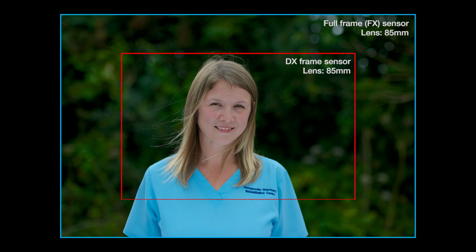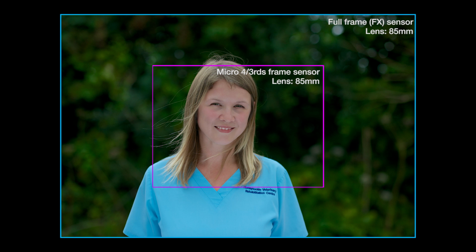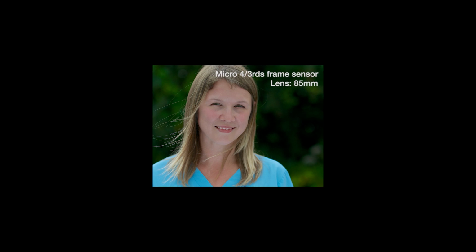Have a look at this image. It was taken with an 85mm lens and a full frame sensor. If I overlay a DX sensor, you can see not as much of the image is covered. So if I take away the area that wasn't covered by the sensor, you can see that there's a slight zoomed in effect. If I overlay a micro four thirds frame, you can see that the crop is even more.